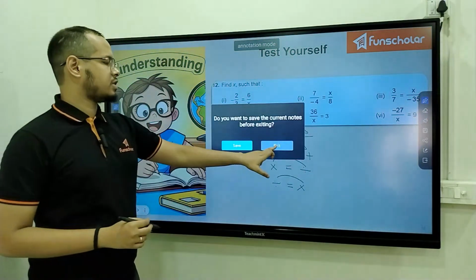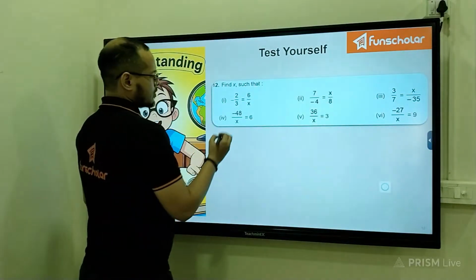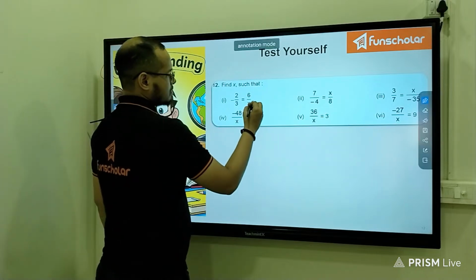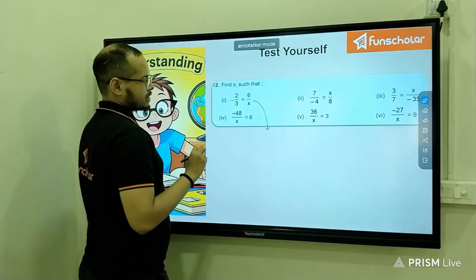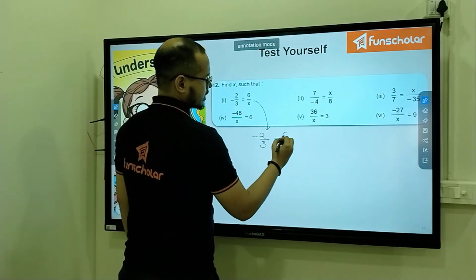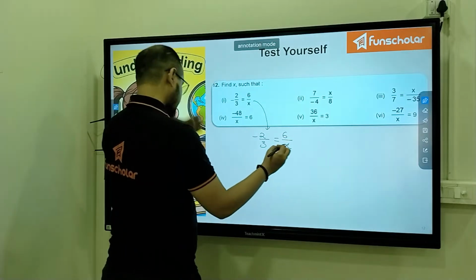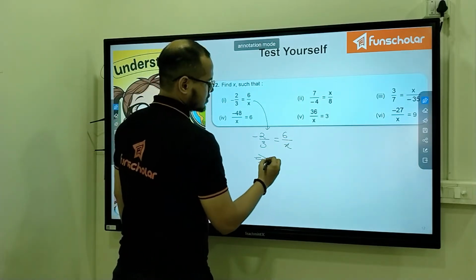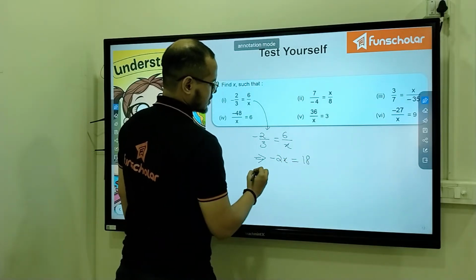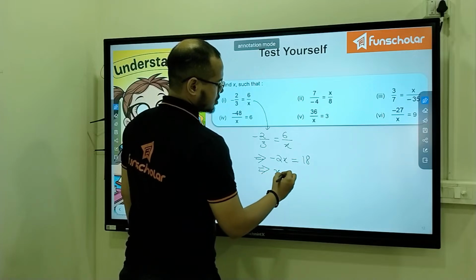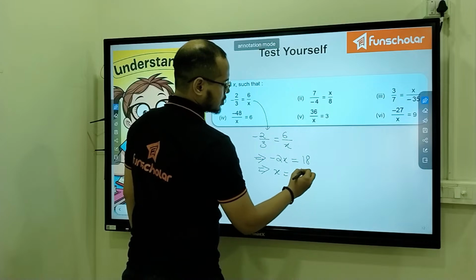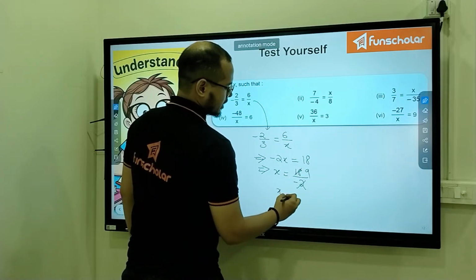Now let's go straight into the sum. Let's see the first one over here. So here we have to find the value of x. The first one is minus 2 by 3 is equal to 6 by x. Let's make x the subject. This gives minus 2x is equal to 18. So x is going to be equal to 18 divided by minus 2. The value of x is going to be minus 9.